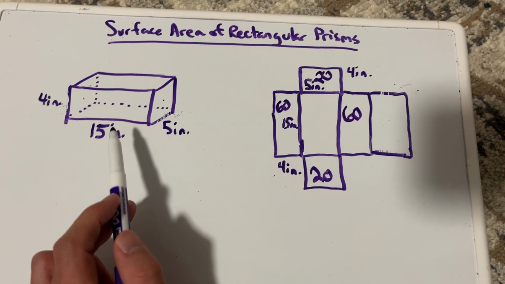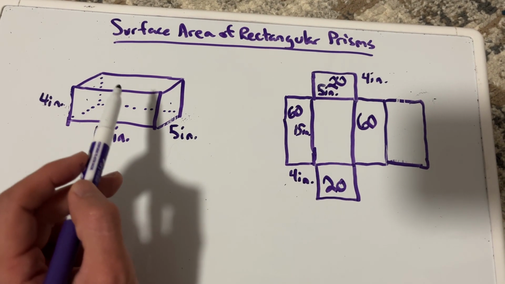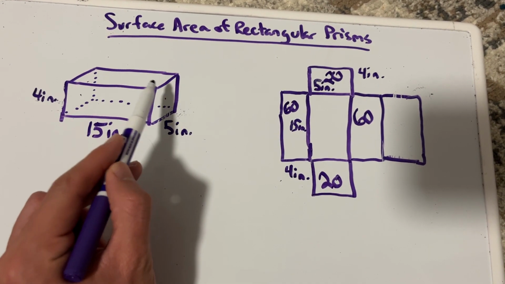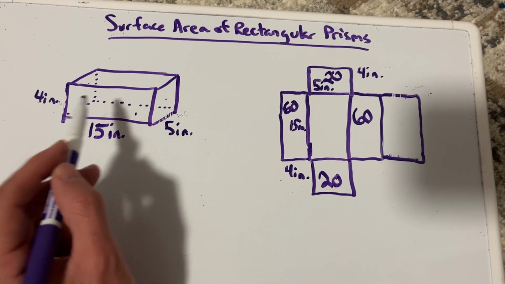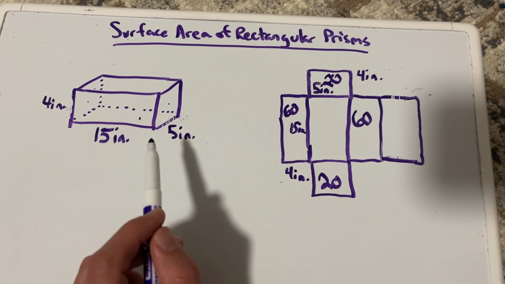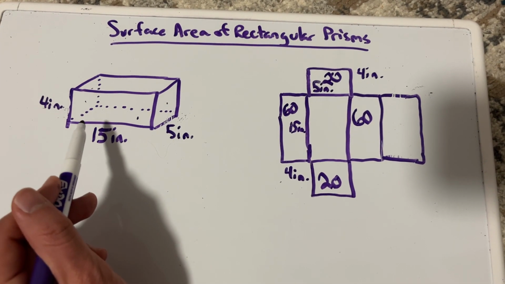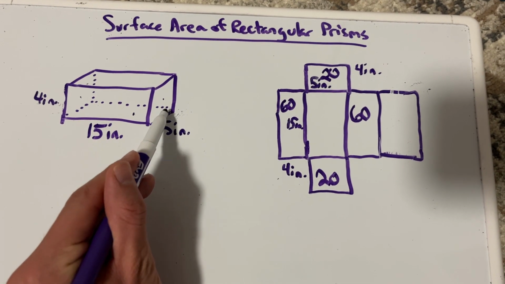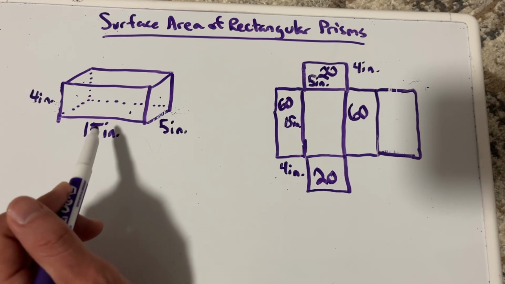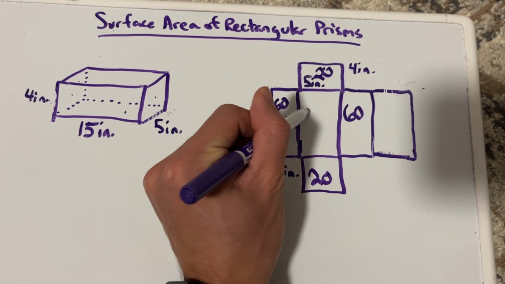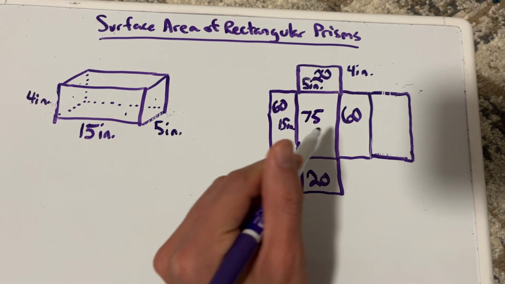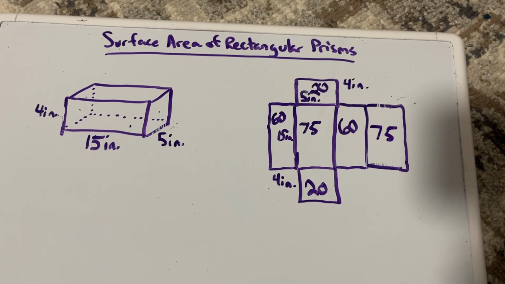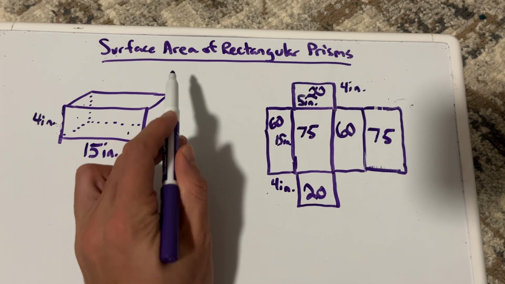Then our top and bottom is going to be this rectangle on the bottom here and this rectangle on top. They are on opposite sides, so they are exactly the same. So what I'm doing is I know that the length of this rectangle is still 15 and the width of that rectangle on the bottom is 5. So I'm going to do 15 times 5 is 75. And that means the top is also 75 square inches. These are all in the units of square inches because these are areas.